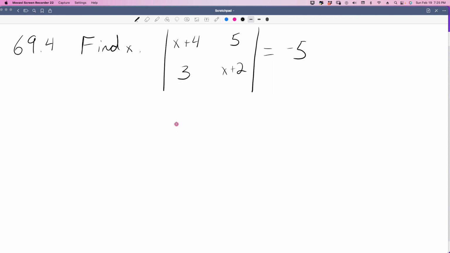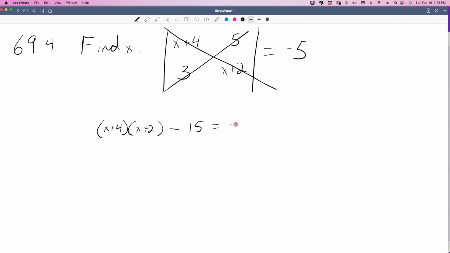So here is our final problem. We have the matrix x plus 4, 5, 3, and x plus 2. And again, we're just going to do the same process from the top to the bottom. That's going to be x plus 4 times x plus 2 minus 3 times 5, which is 15, is equal to -5. So now we just solve. So this is going to be x squared, and then we're going to have 4x and 2x, so that's plus 6x plus 8 minus 15 equals negative 5.